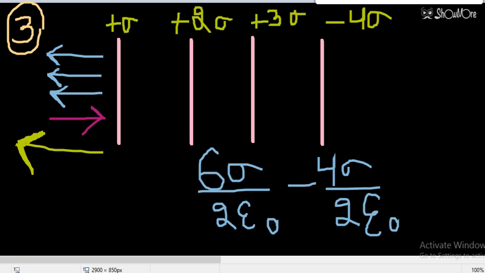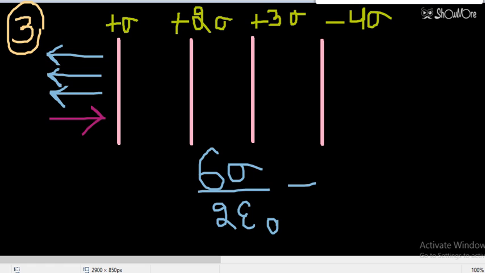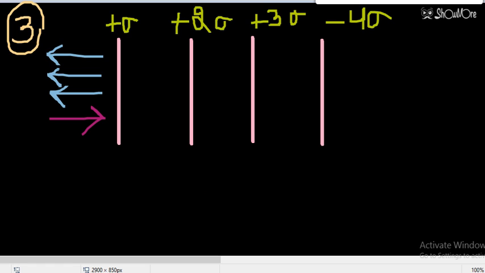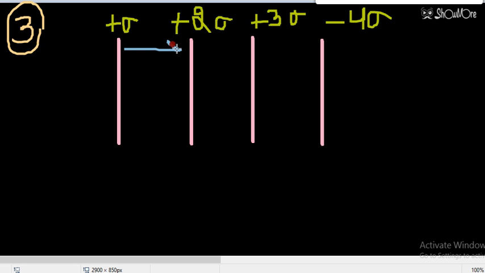Now we are moving to the second reason. Now we have to check the sheets. So due to this positive sheet, first sheet, electric field will be along this direction. Due to this positive sheet, electric field will be along left direction. Due to this positive sheet, electric field will be along this left direction.